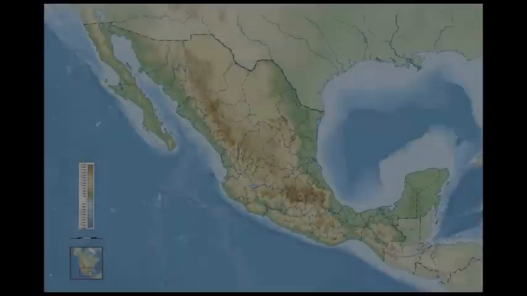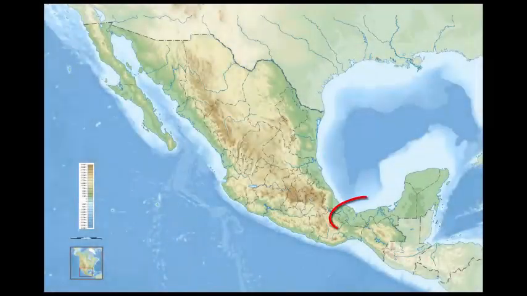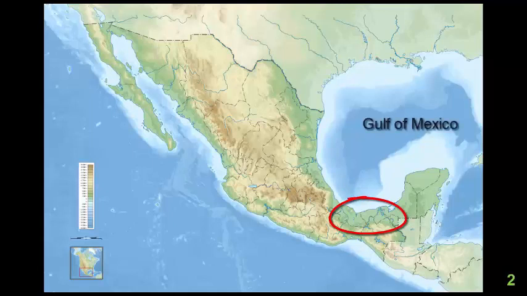The Olmec Mesoamerican culture began to develop in the present-day Mexican states of Tabasco and Veracruz near the Gulf of Mexico around 1200 BCE.